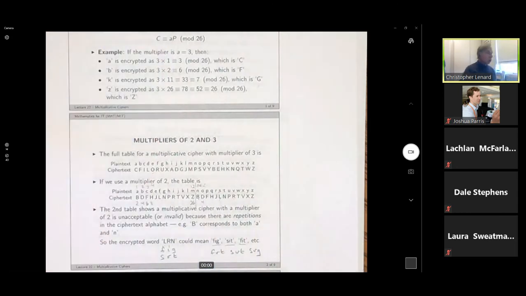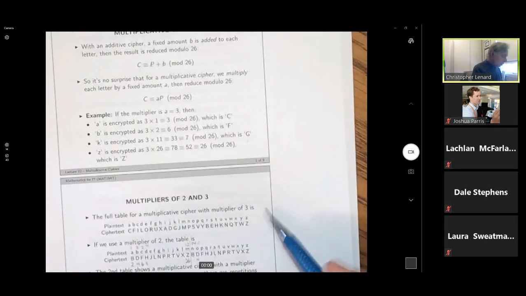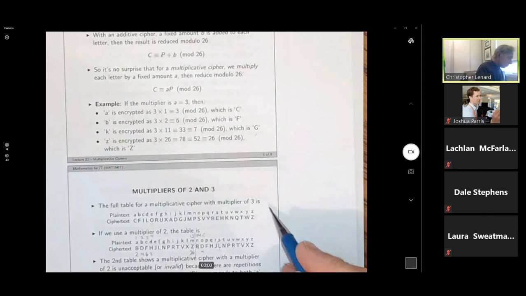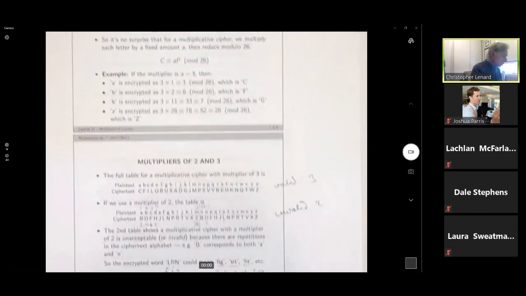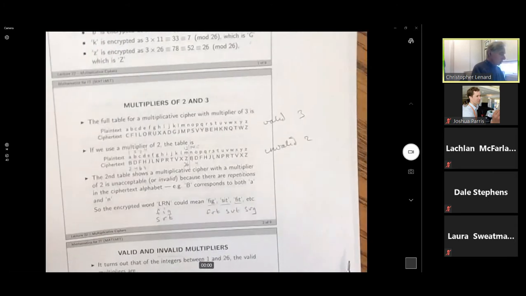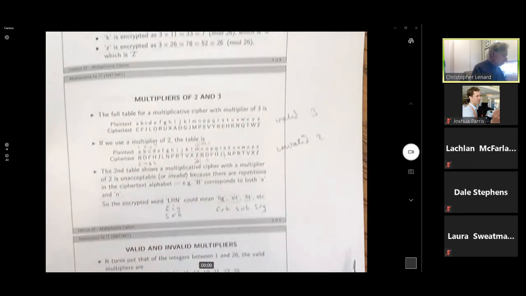So then the question is, if 3 is valid and 2 is invalid, if 3 is a good multiplier but 2 isn't, is there a pattern to this? Is there a way of figuring it out? Well, it turns out that it's a little bit tedious, but you can do this.